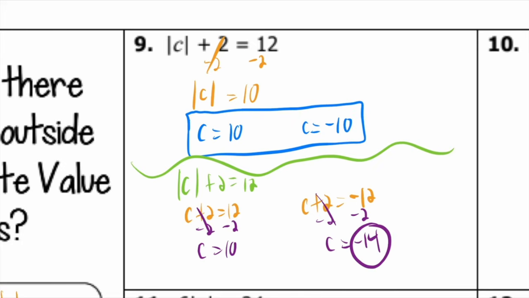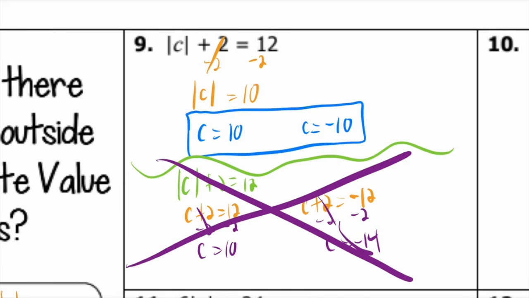And that's because it's wrong. And if I plug in negative 14 back in my original equation, I get the absolute value of negative 14, which is positive 14. And 14 plus 2 is most certainly not 12. And so that doesn't even work. It's not even true because it's the wrong way to do it, because we don't make the two equations until the absolute value is completely isolated like we did here. So now, knowing that's the case, let's move on to these following examples here.